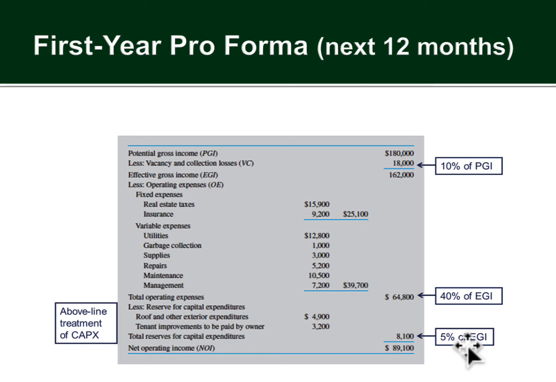Okay, so here are the operating expenses for our subject office property, separated by whether they are fixed or variable. And in this example, we have some money set aside each year for our capital expenditures category for a future roof replacement, as well as some tenant improvements.